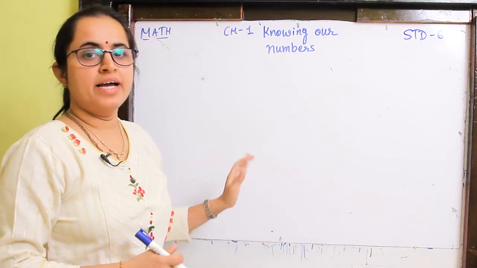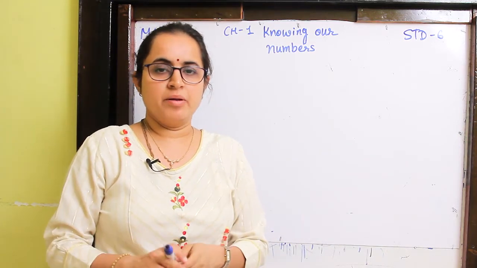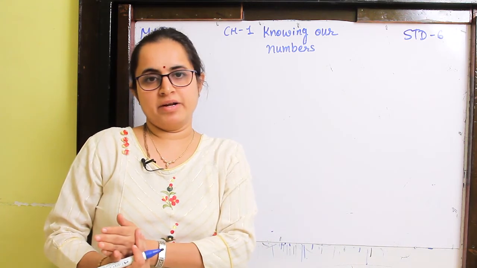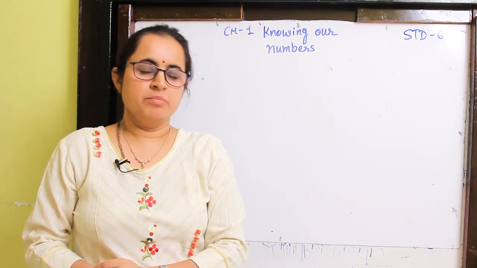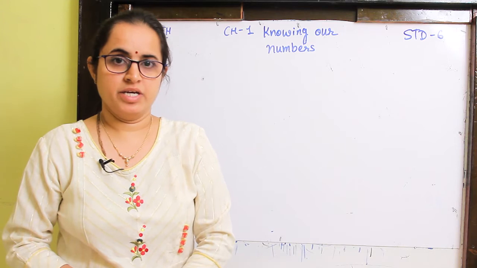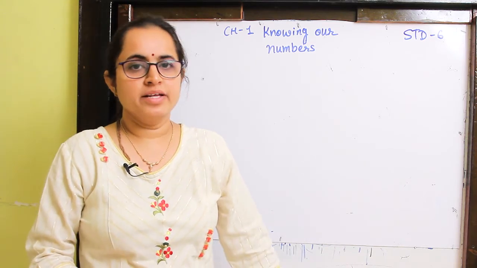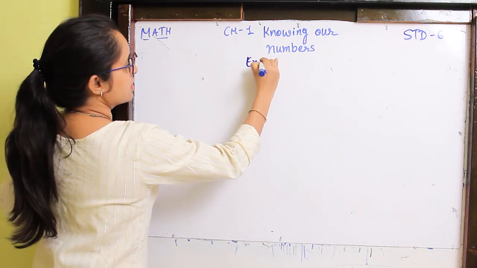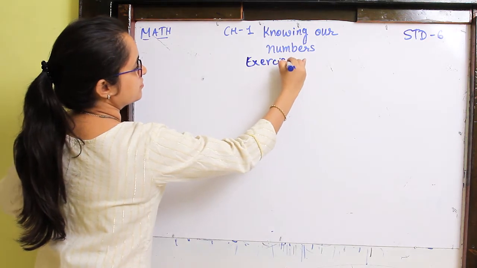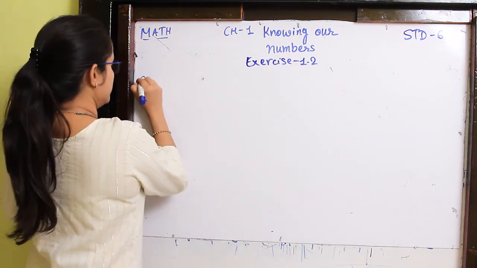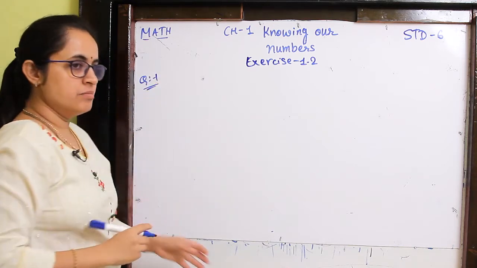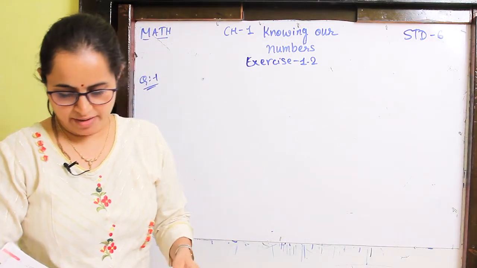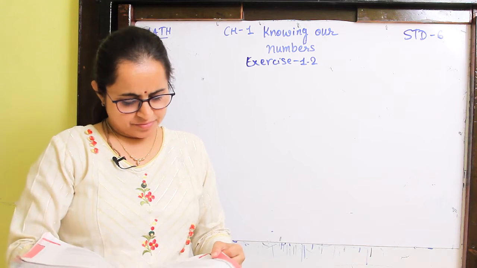Why am I doing this? Because you have to remember these things. I'll give you some time to rewrite this also. Then 1 liter is equal to 1000 milliliter. These are some units which you have to remember, and the conversion from one unit to another unit. You can write it down in your notebook right now. I'll pause the video and you write this down in the notebook.